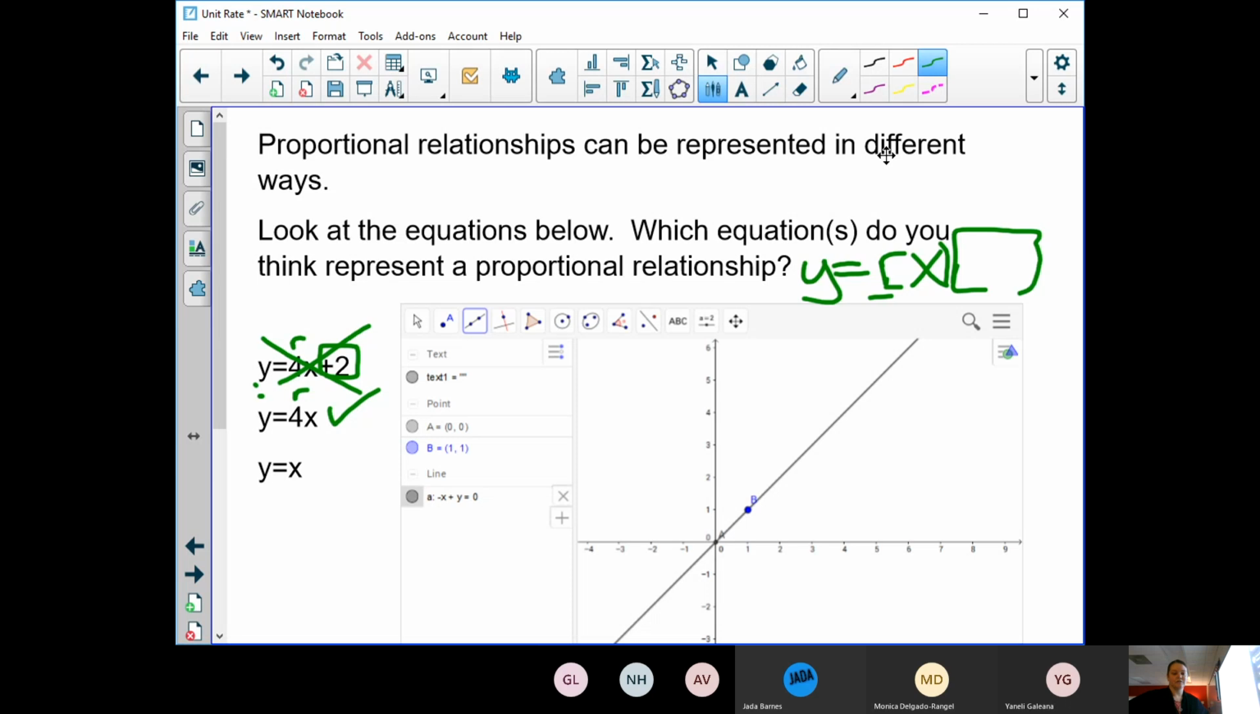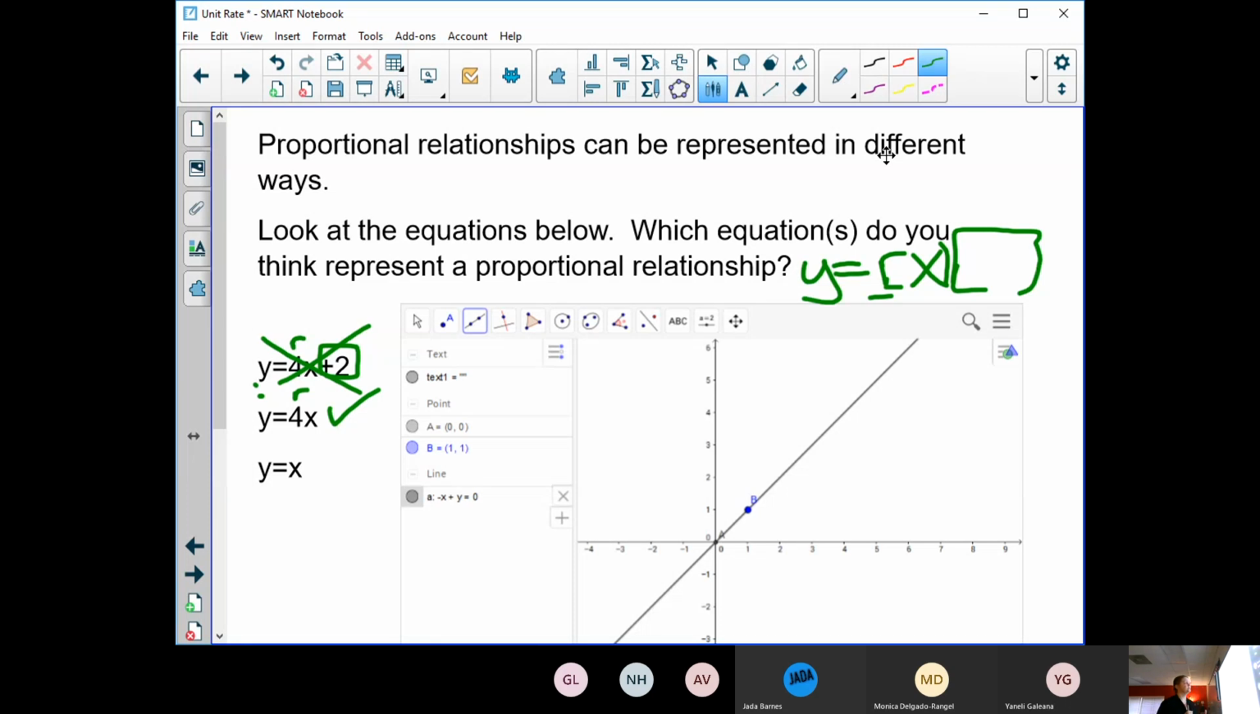Gabriel says proportional. Why is it proportional? It's a straight line and it goes through the origin, which are the two requirements for a graph to show a proportional relationship. So I understand why when we look at this, we say it's not, because we don't see a number here before the x.